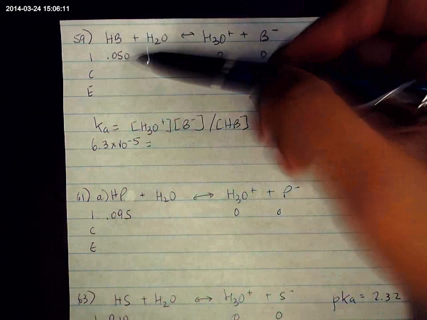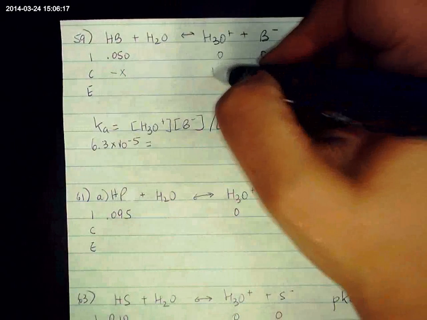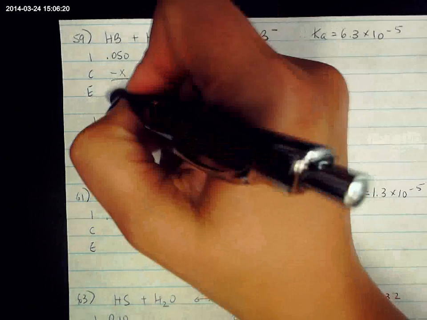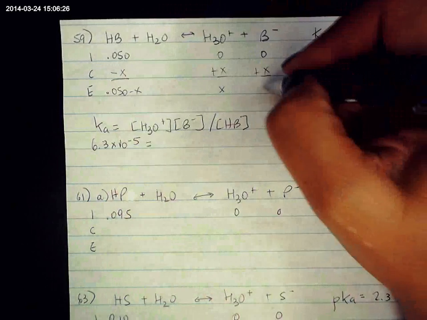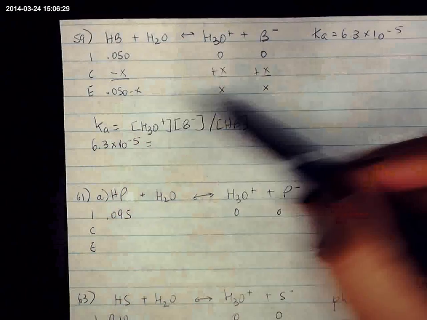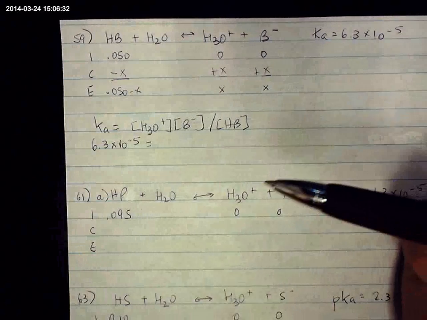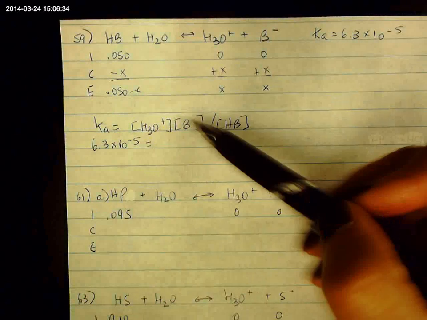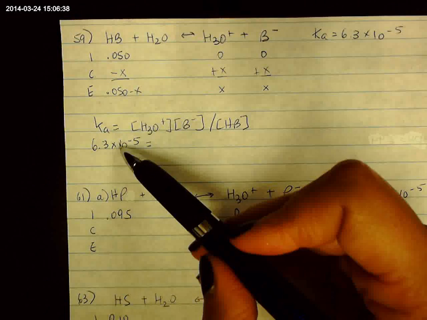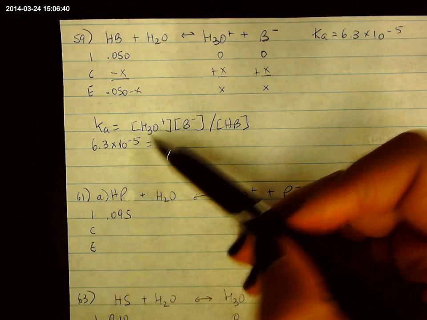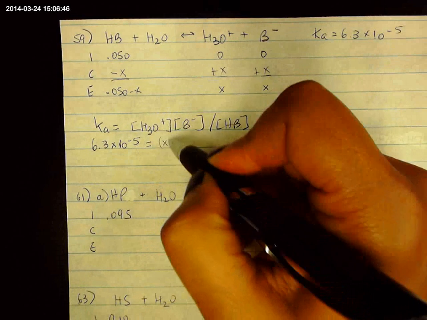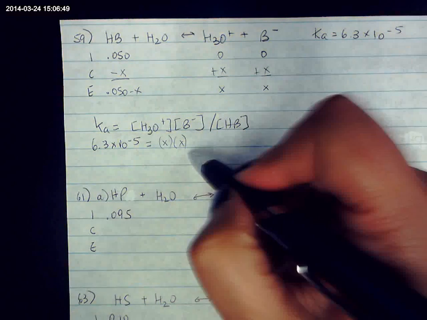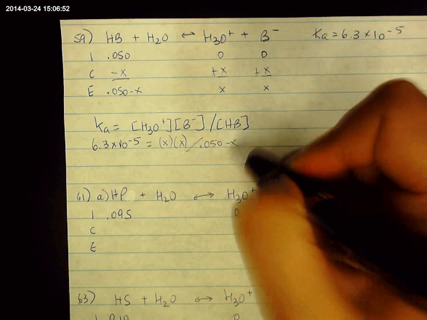this is 0.050, this is 0, this is 0, because I should not have made any ions yet. I'm going to lose on the left, gain on the right. My E line is going to read 0.050 minus X for the benzoic acid, X for hydronium, X for benzoate. And so now I'm just going to take these values and substitute them into my mass action expression. So the mass action is Ka is equal to hydronium times benzoate over benzoic acid. I know the Ka value. They gave it to me in the question. I'm going to go ahead and substitute in X for the hydronium concentration, X for the benzoate concentration, and 0.050 minus X for the benzoic acid.